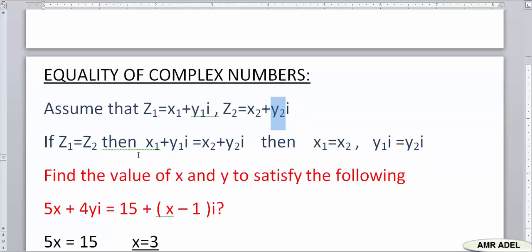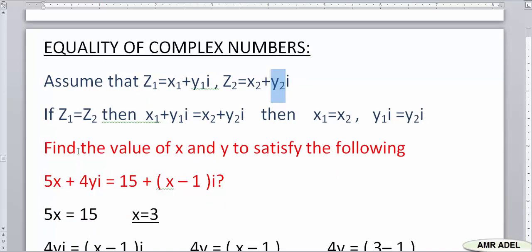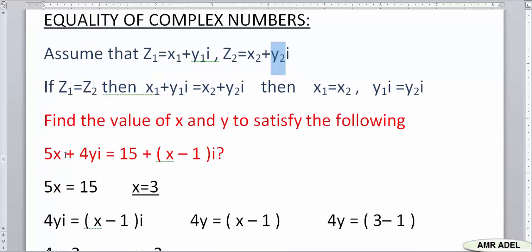Okay, it will be clear now with this example. Here it says: find the values of x and y to satisfy the following. Be careful about that. Here we make the real part before the equal sign equal to the real part after the equal sign. The real part which hasn't i is 5x, and the part after the equal which hasn't i is 15. So 5x equals 15. Then divide both sides by 5, then x equals 3. Now we have found the value of x, which is 3.